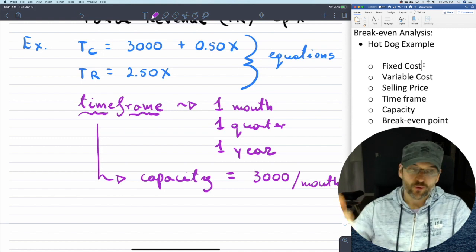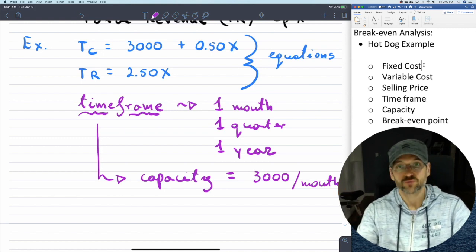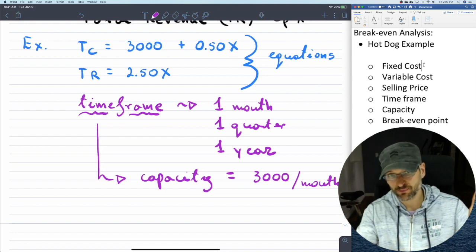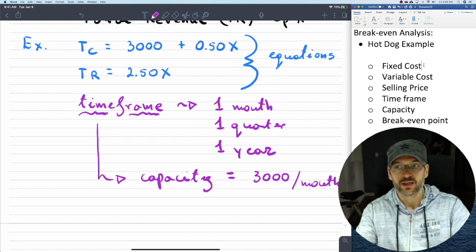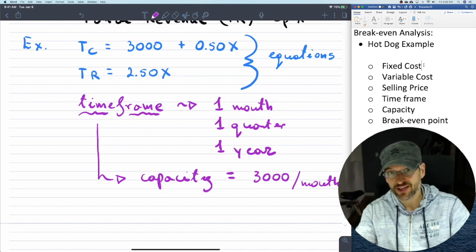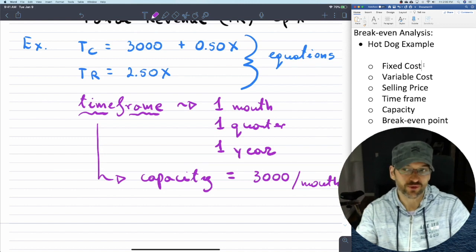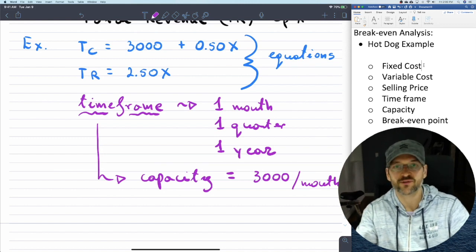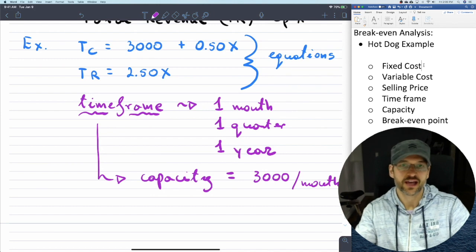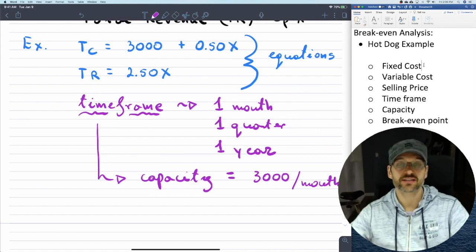So now we know capacity. We should understand a time frame, which is a period in time. We know the selling price, so that's how much you're selling your hot dogs for, for example. We know the variable cost for each of those hot dogs, and we should understand a fixed cost. Again, the fixed cost is something that is not changing for you, irrelevant of how many hot dogs you sell, and that would be our rental, for example, for our cart.